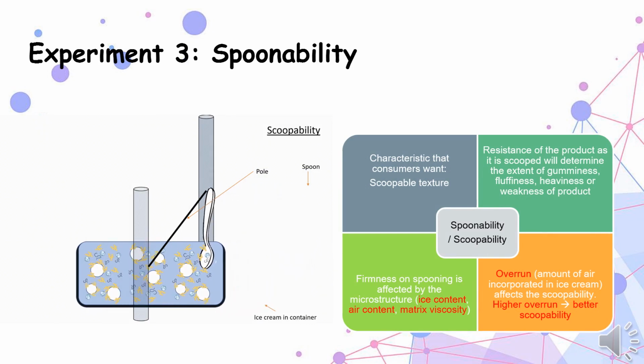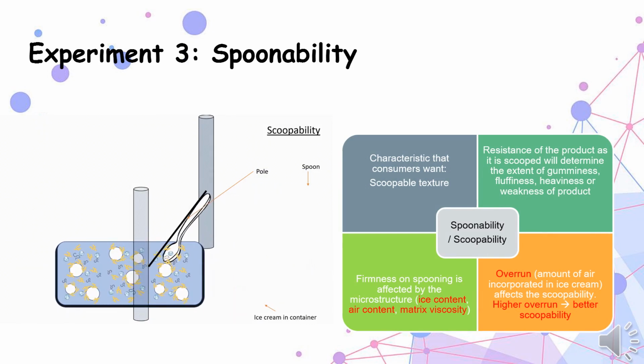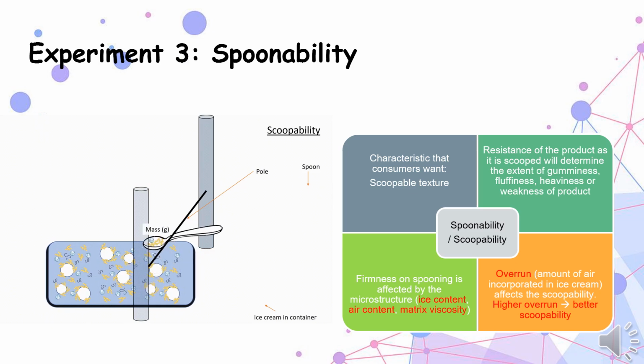Consumers want scoopable texture ice cream, and the spooning is affected by the microstructures such as ice content, air content, and matrix viscosity, and also overrun.